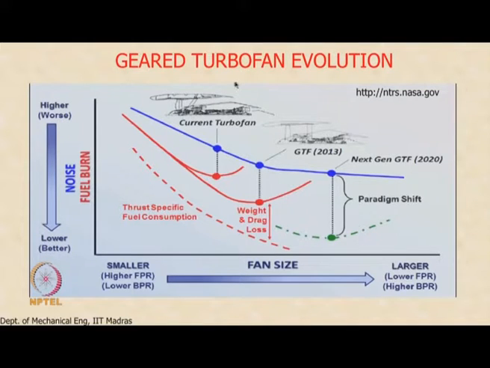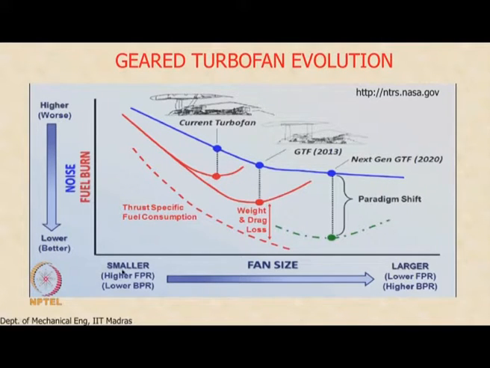Now, if you look at the geared turbofan itself, we are talking about two important metrics. One is noise, another one is fuel burn. This has to do with efficiency, this has to do with compliance with noise standards. So the blue line here pertains to noise, and the red line here pertains to variation in fuel burn with increasing fan size. As you can see, the current family of turbofan engines sit over here. This is their operating point.